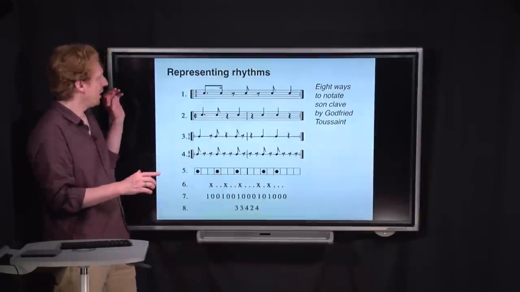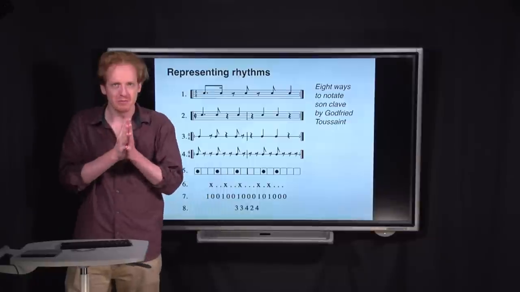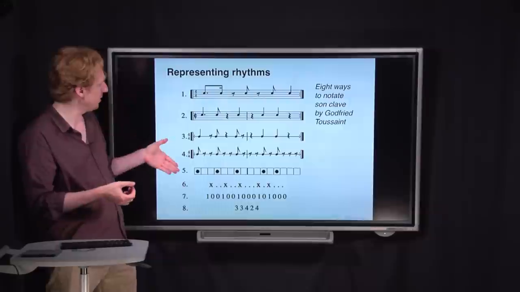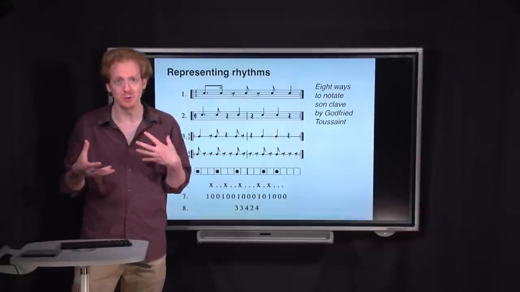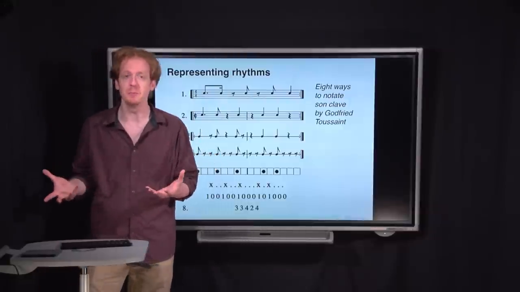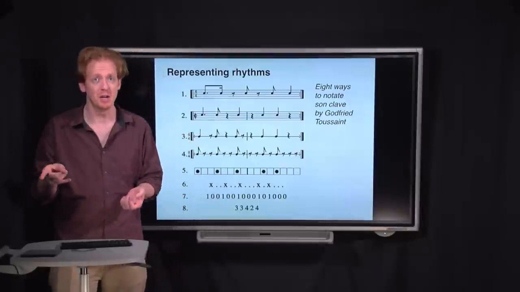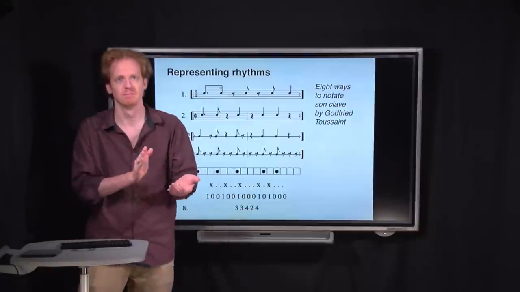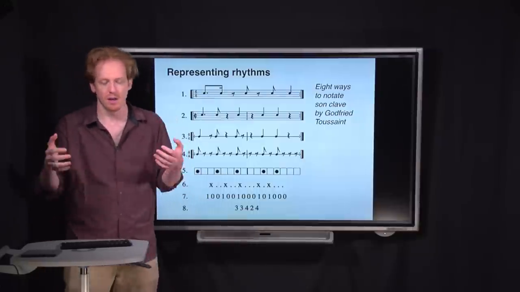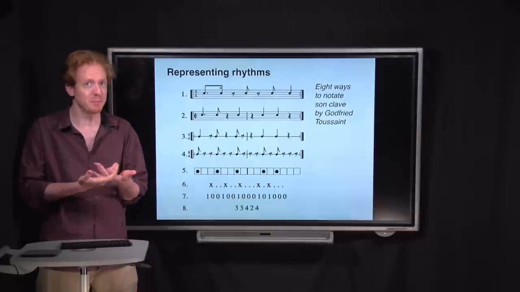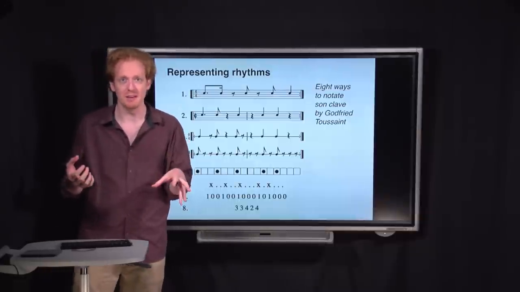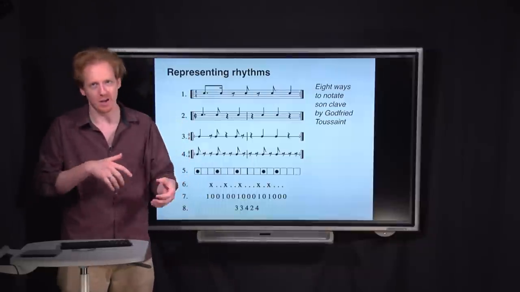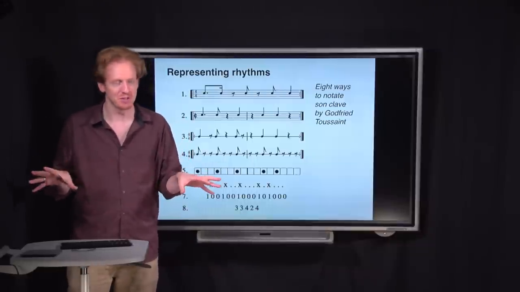All right. There are several different ways of visually representing rhythms on a page. What you have here are eight different ways to notate a rhythm called son clave, which is an Afro-Cuban pattern that we're going to be talking about in the next video. It goes like this. You have definitely heard this rhythm many, many times in your life, and not just in Afro-Cuban music, but also in rock, jazz, hip-hop, dance music. It shows up in all kinds of places.